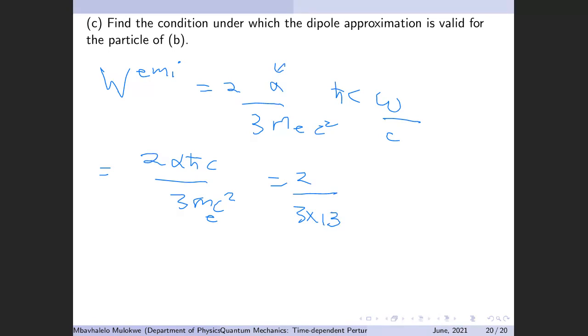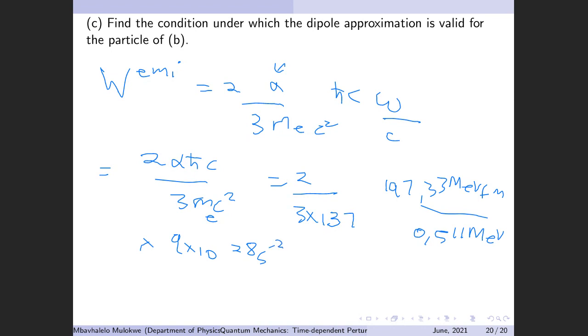So alpha is 1 over 137, 197.33 MeV Fermi over 0.511 MeV. Multiply that by 9 times 10 to the 28 per second squared over 3 times 10 to the 8. These are just plugged into a calculator, and you get 5.6 times 10 to the 5 per second.